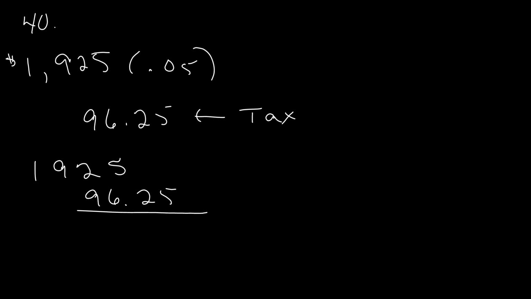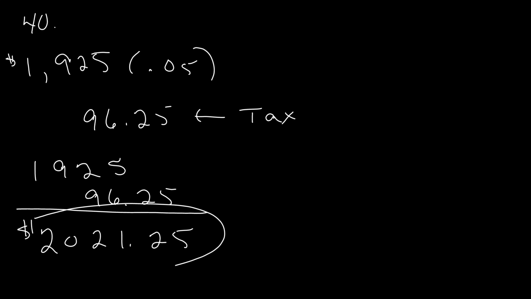So we're going to add 96.25 plus 1925, and we would be paying $2,021.25 for that item. So that's your total amount when you're doing that. So those are all the kinds of problems that you're going to be doing in 7.1.